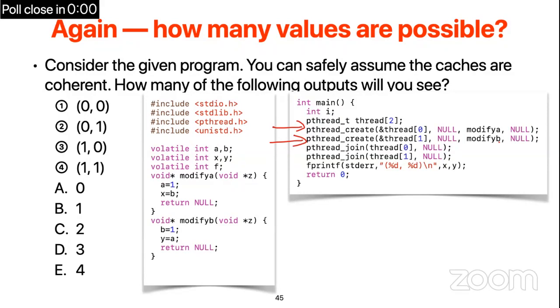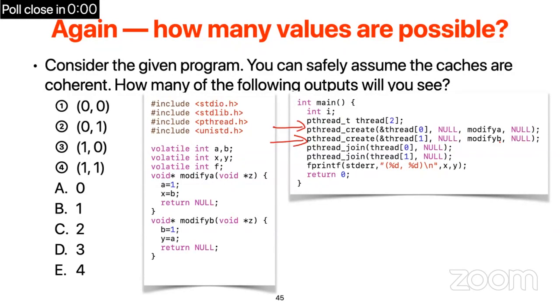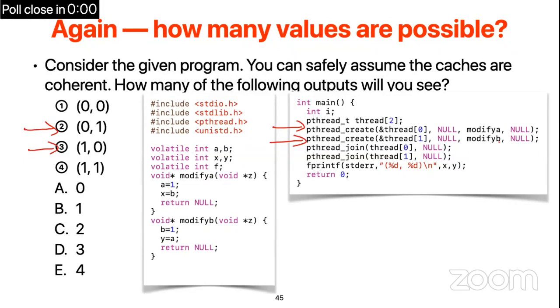Now, if modify A executes first, then A is equal to 1 and X is equal to B, which is 0. That thread is going to print out 1, 0. Then modify B is going to do B equal to 1, Y equals A, which is now 1, which means that thread is going to print out 1, 1. But if modify B runs first, then it's going to be 0, 1. I'll say again, what's the other value you just mentioned? 1, 1? 1, 1, yes.